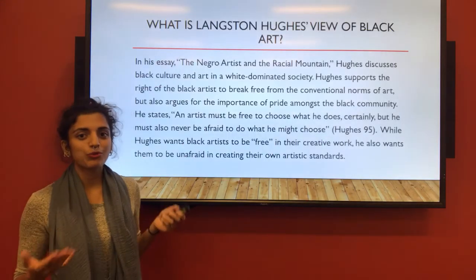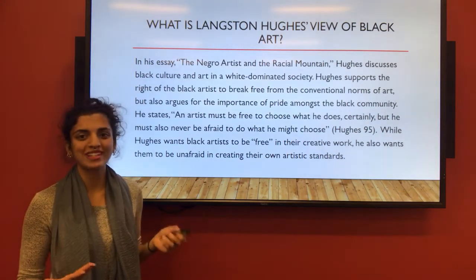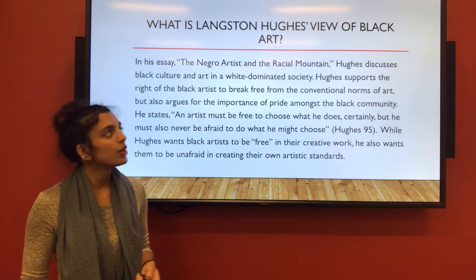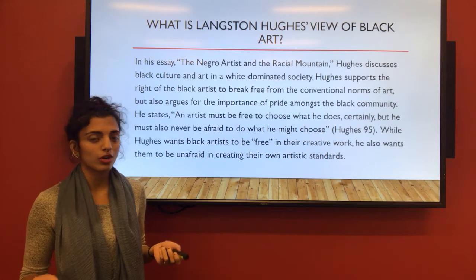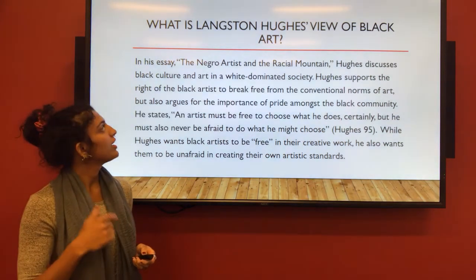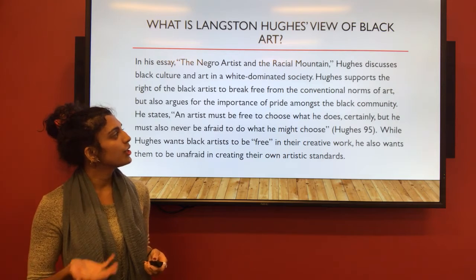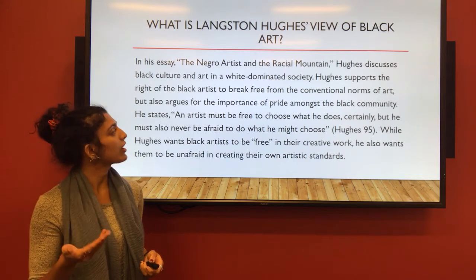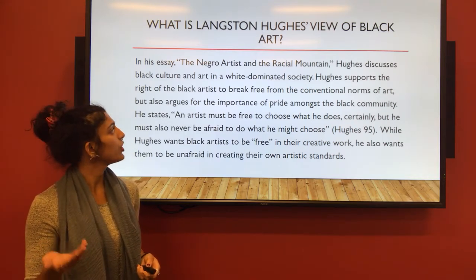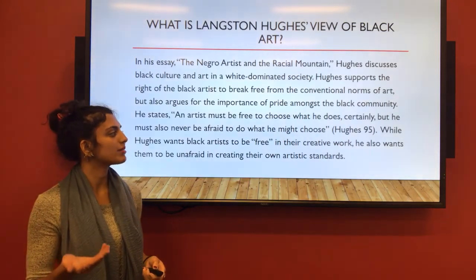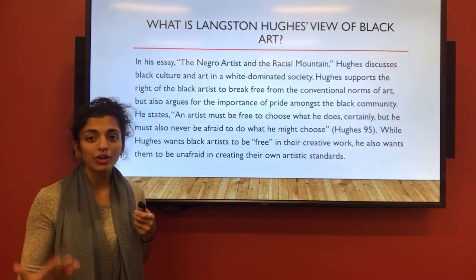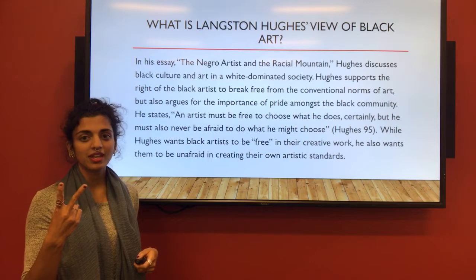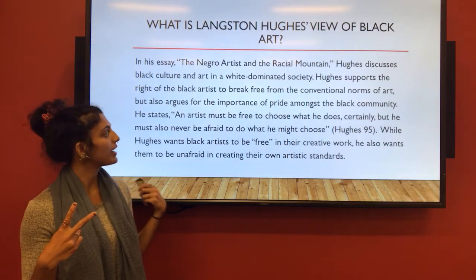So here we've reworked this answer a little bit more, and it's a little bit lengthy, but you can see that it actually truly explains the quote as it relates to the paper. So what is Langston Hughes's view of black art? First, contextualize. In his essay, "The Negro Artist and the Racial Mountain," Hughes discusses black culture and art in a white-dominated society. He supports the black artist in breaking free from conventional norms of art, but also argues for the importance of pride amongst the black community. You see how I'm giving a little bit of background into what I'm talking about before I actually insert the quote. The second piece is to actually put in the quote and follow proper guidelines.